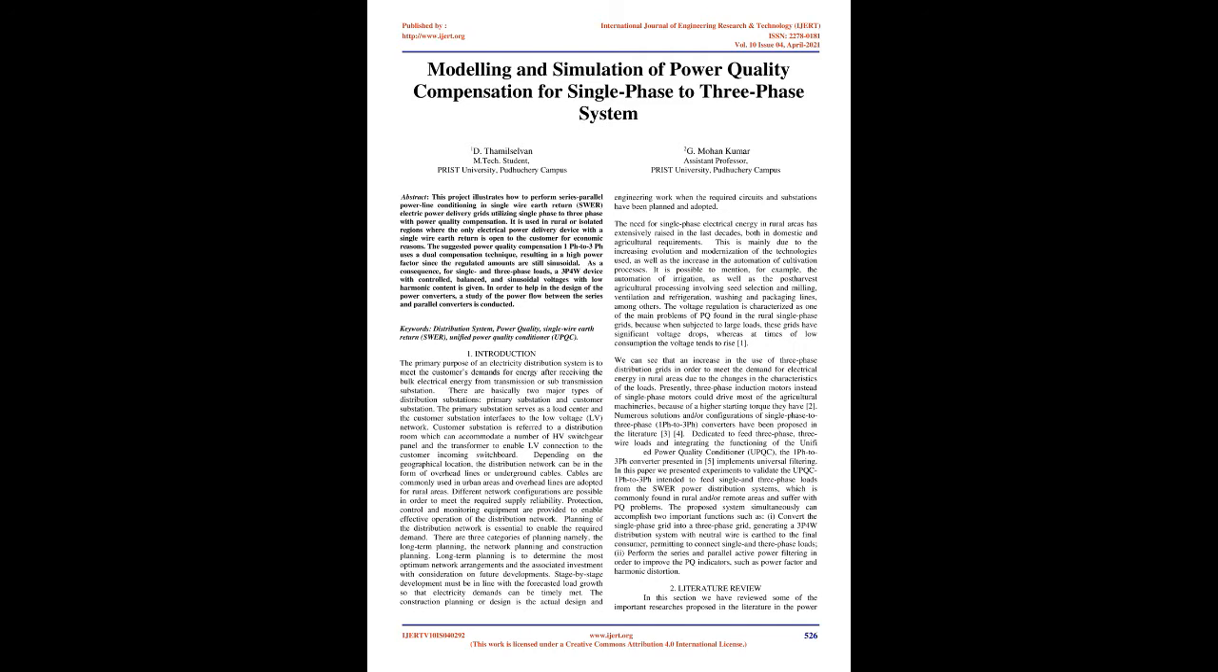There are three categories of planning, namely, the long-term planning, the network planning, and construction planning. Long-term planning is to determine the most optimum network arrangements and the associated investment with consideration on future developments, stage by stage.